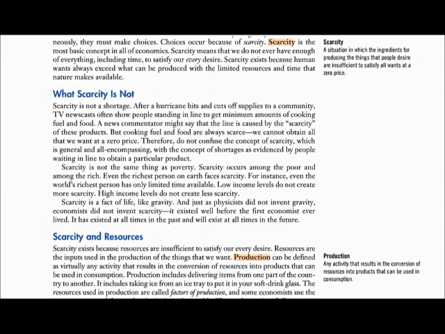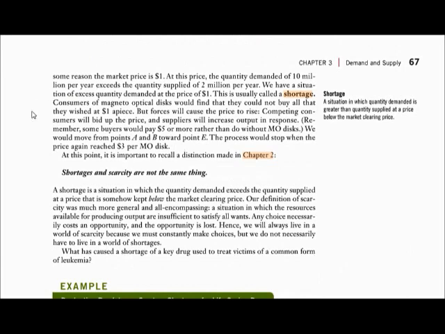And when shortage is introduced the first time, this is page 67, it again says that shortages and scarcity are not the same thing. The definitions make it sound like the concepts are at least related, though. So to explain the differences between the two, I'm going to recap the definitions, and I'm going to provide an illustration that shows both of the terms on the same picture, and we can show how the definitions indicate that they are not the same thing.